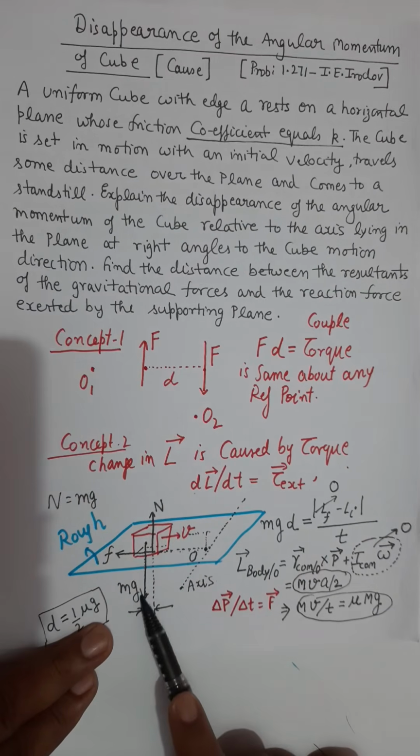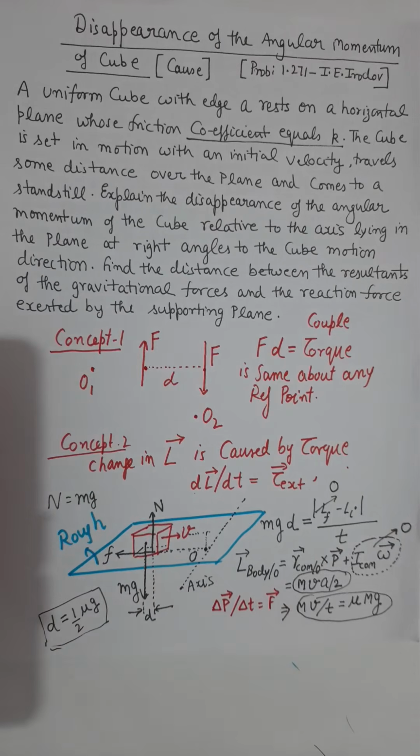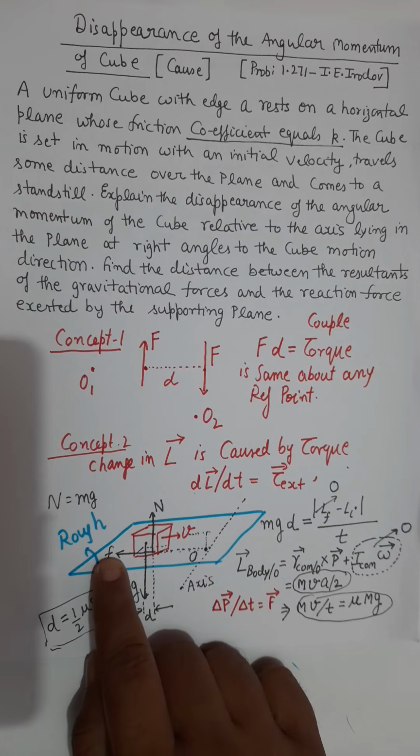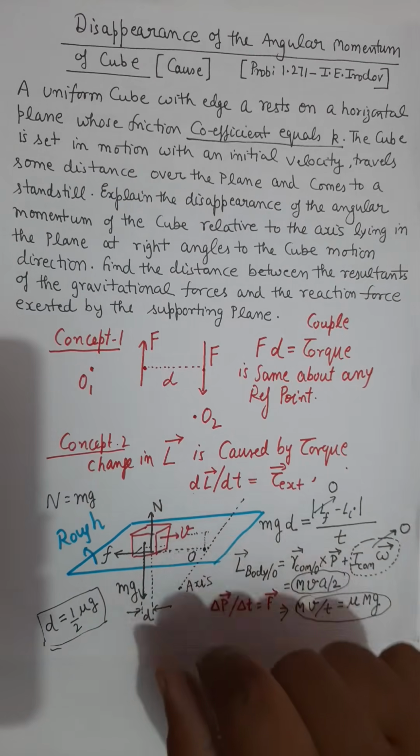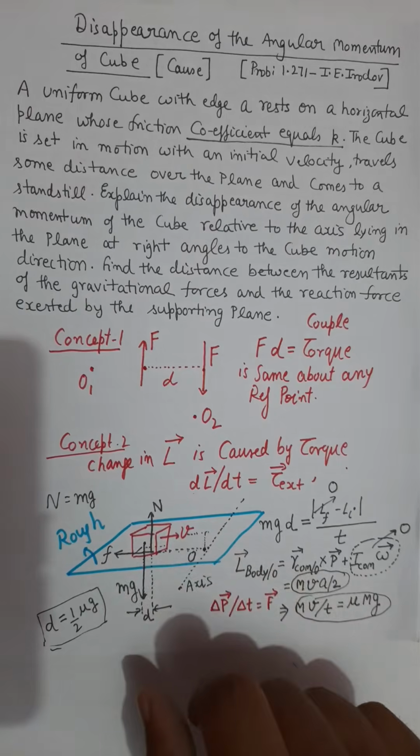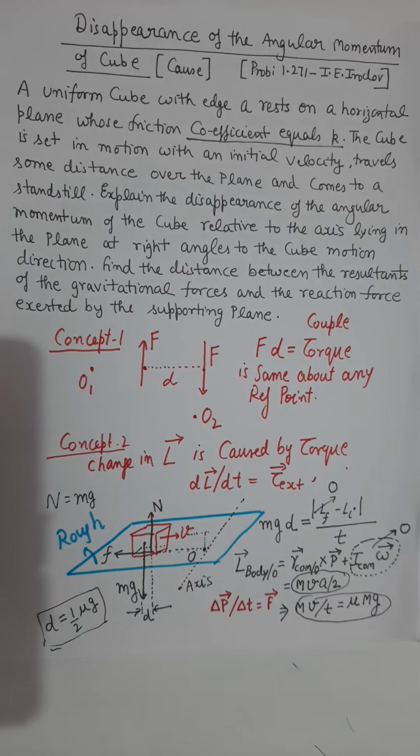The pair of normal and mg cannot change linear momentum, but yes, they are changing the angular momentum of the cube. So all three forces are participating in some activities. Friction is reducing linear momentum, but these two forces are making a pair of forces. They are producing a torque, and that torque is decreasing the angular momentum of the cube. So that is the main point of the question.